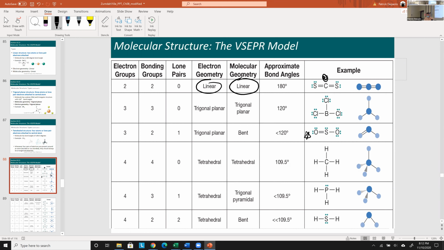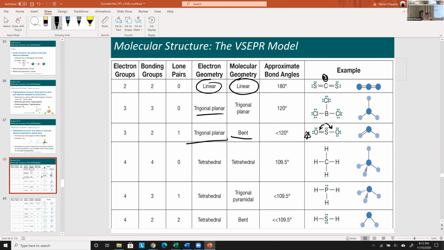If there's 3, it's trigonal planar all the time. BCl3 also has 3, but they're all bonds. Still trigonal planar. So if you have 3 electron groups, it doesn't matter what they are, trigonal planar. But now that we have the lone pair, it does affect the molecular geometry, which makes it the harder one to know. Because this lone pair, just like with water, will push down on the bonds, making it a bent shape.